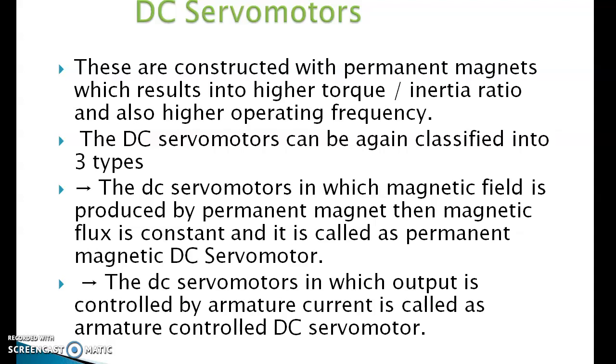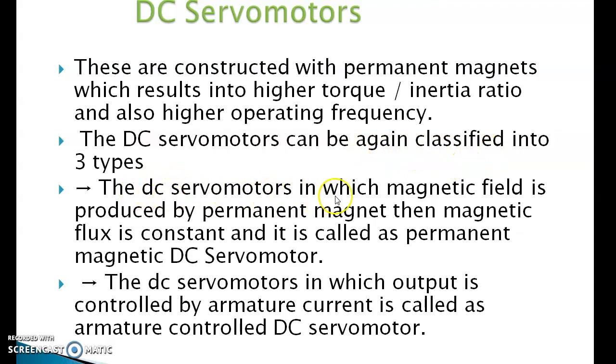The DC servo motor. Today we will discuss DC servo motors. These are constructed with permanent magnets, which results in a higher torque to inertia ratio and also higher operating frequencies. The DC servo motors can again be classified into three types.